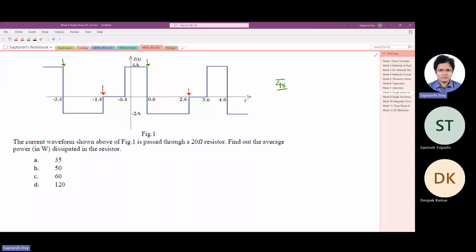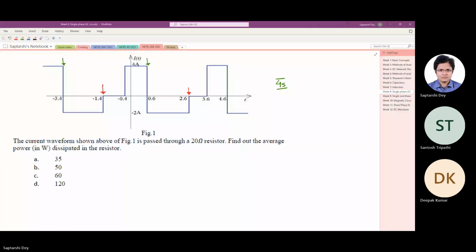Okay, so what we have to do is see, only during this zone, and during this zone, there is power dissipation in the resistor. So how much power is dissipated here? We have to find the average power. So let us find out the total energy and divide the energy by the time, the 4 second time period.